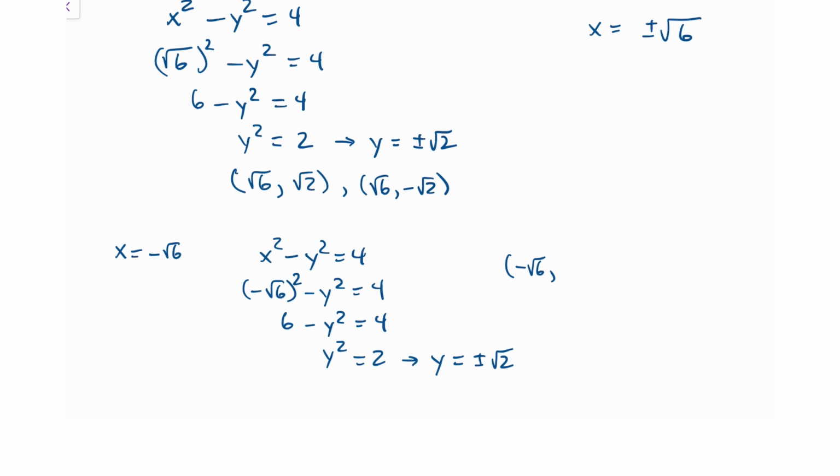So that means that when x is negative square root of 6, there are 2 values of y that correspond: negative square root of 6, square root of 2, and negative square root of 6, negative square root of 2. So those 4 points right there are where the hyperbola and the ellipse intersect. If you were to graph them each on your graphing calculator or whatnot, you would notice that there are indeed 4 points of intersection, and those are the coordinates.